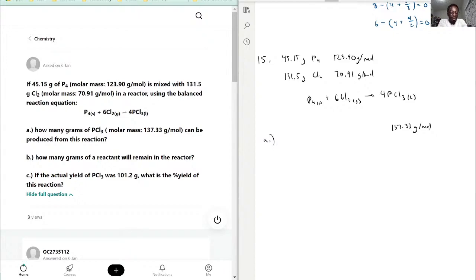Because we need to figure out how many moles we're working with, all right? So with that being said, we have 45.15 grams, and the molar mass is 123.90 grams per mole. The formula for molar mass, okay, the molar mass is moles per mass. Sorry, whoops, it's the other way around. It's mass per 1 mole.